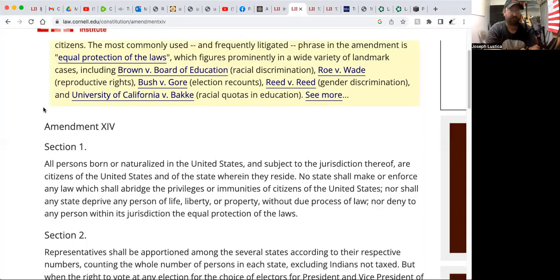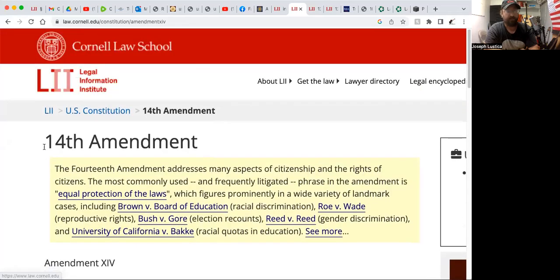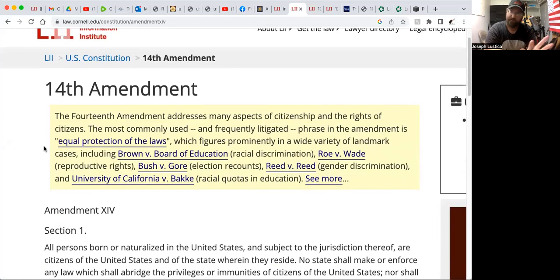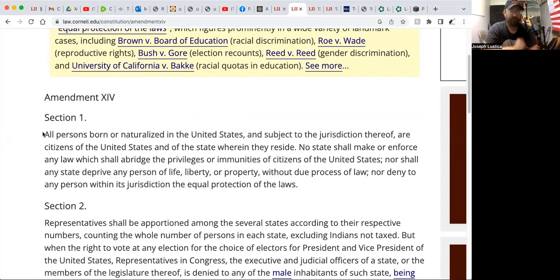So let's take a look at this. All right, this is our 14th Amendment, or somebody's 14th Amendment. We're going to look at this whole section 1. All persons born or naturalized in the United States and subject to the jurisdiction thereof are citizens of the United States and of the state wherein they reside. And we probably covered this many times. You may have read this yourself. We're going to talk about the next part here.